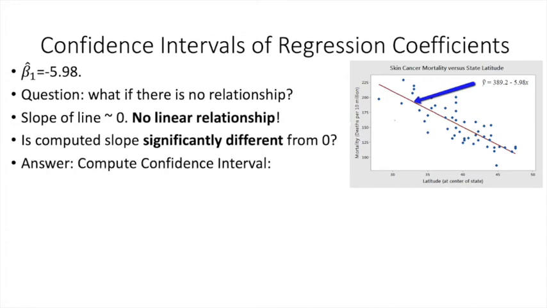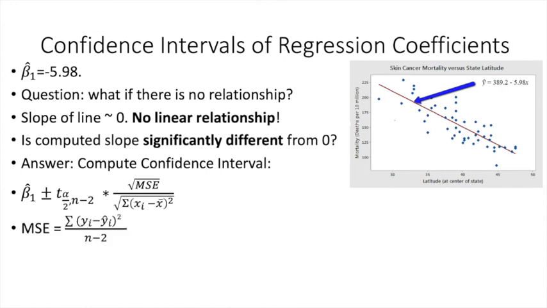A way to do that is to compute a confidence interval around the computed value of beta 1. By this confidence interval, I mean that we'll generate two limits of values around the computed value of minus 5.98 using the formulas on your screen.